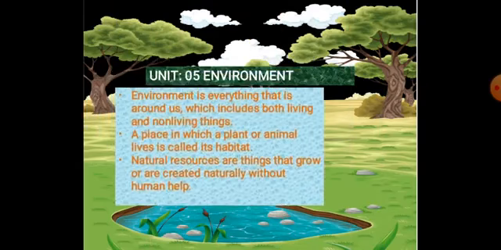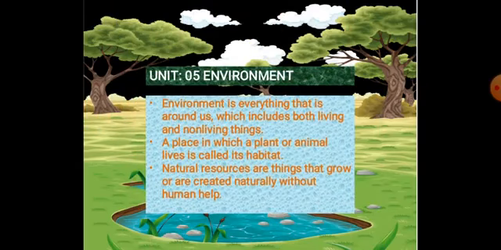Now we are going to summarize our chapter number 5, environment. Environment is everything that is around us, which includes both living and non-living things. A place in which a plant or animal lives is called its habitat. Natural resources are things that grow or are created naturally without human help.